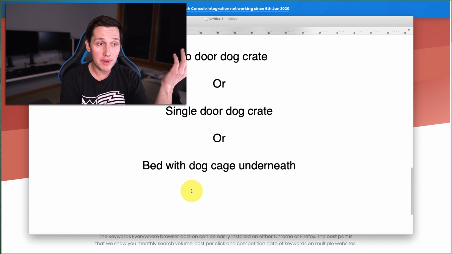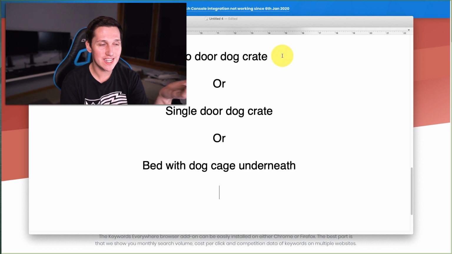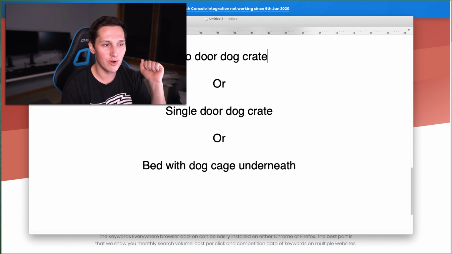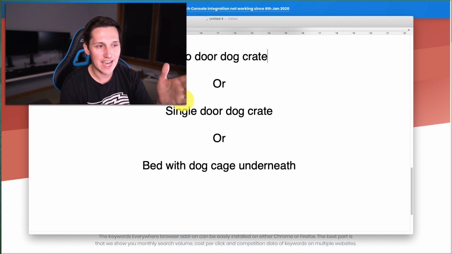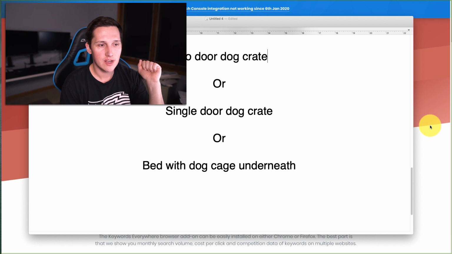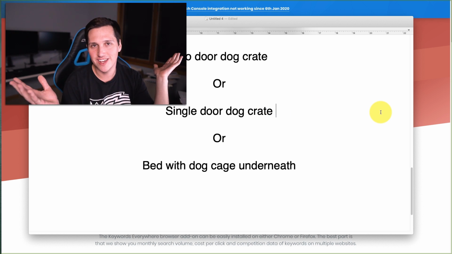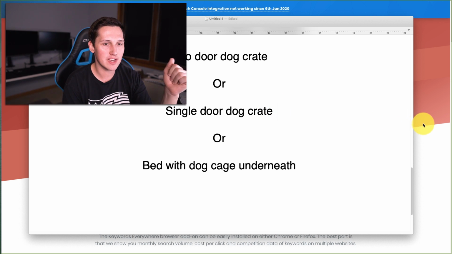It would be even more commercial intent if they said something like, where can I buy a 2-door dog crate? Or where to get single door dog crate, or single door dog crate New York, or something like that. Like that'd be very, very specific.